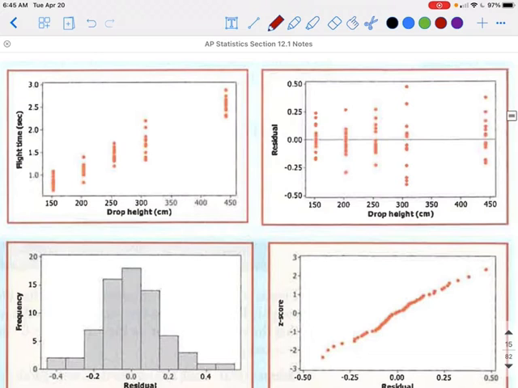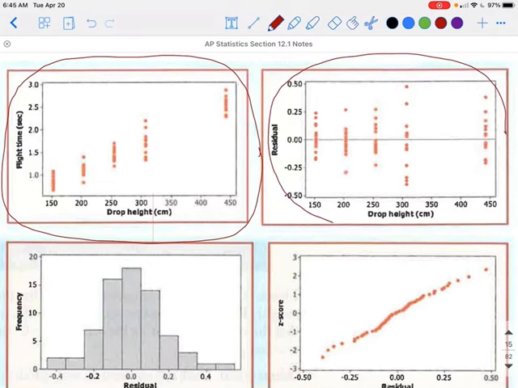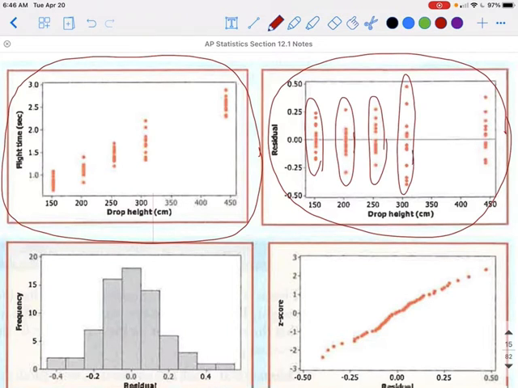If we come up here and look at the scatter plot, the first picture is our scatter plot. The scatter plot shows a clear linear form for each drop height used in this experiment. The residuals, so here's our residual plot. The residuals are centered on the horizontal line at 0. The residual plot shows a random scatter about that horizontal line. So for each drop height, you can see that these are about equally scattered around the residual line.